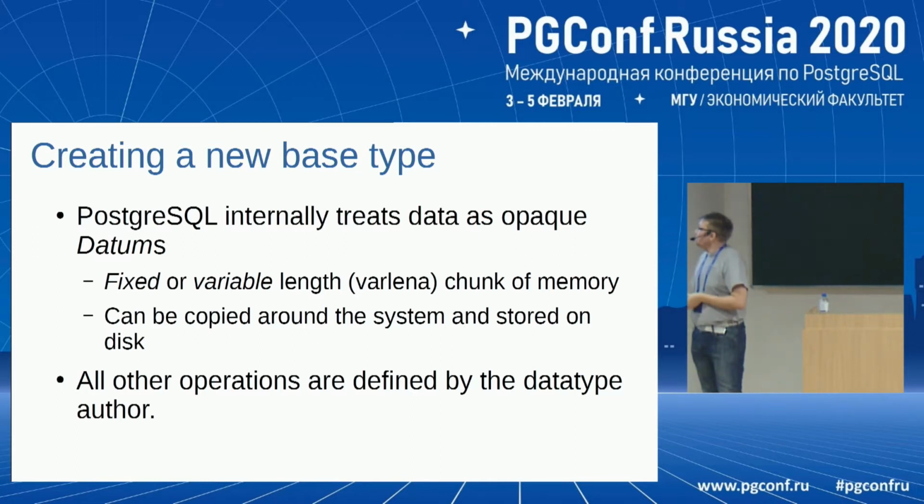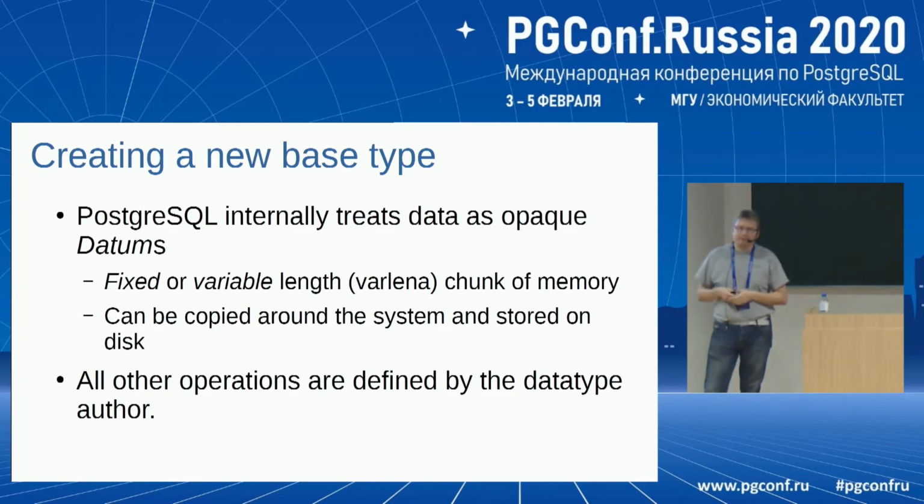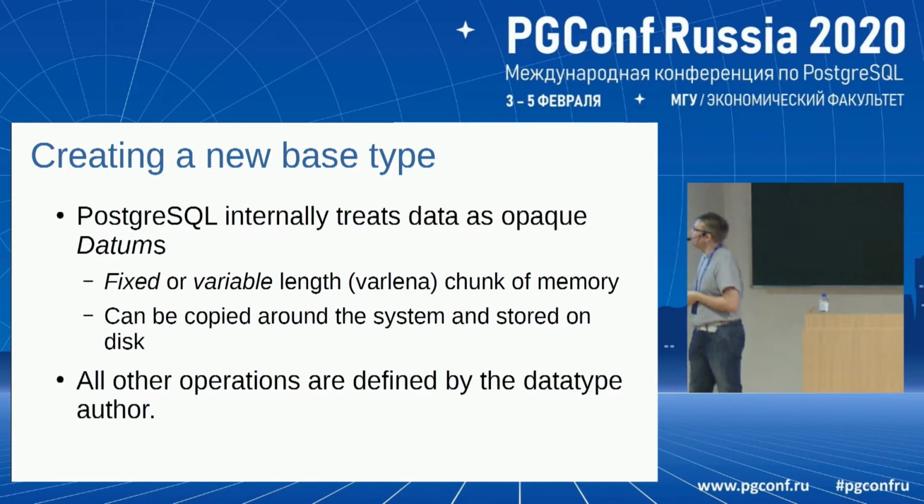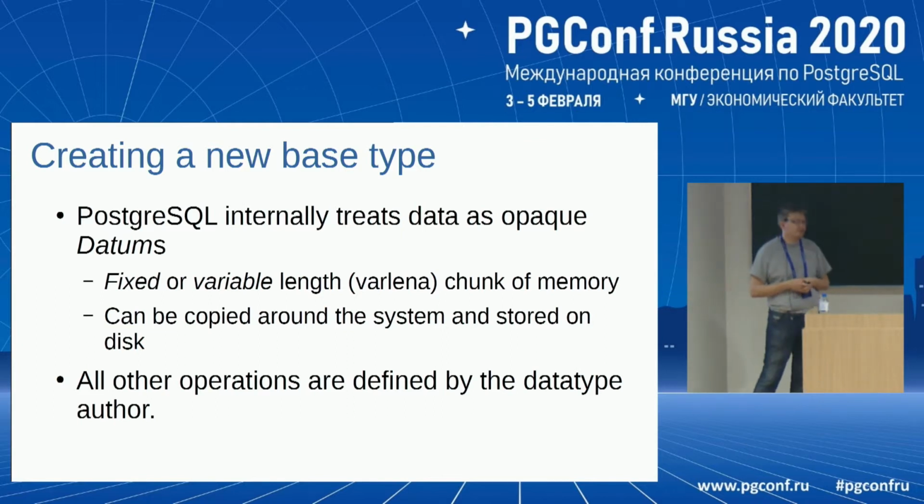But Postgres itself, as the core system, doesn't really know what's in the data type. All of the meaning comes from the functions and operators that you create on top of it. So all that Postgres can do with the data is just copy it around, store it to disk, pull it back from disk, and pass it to functions. Everything else is up to you as the data type author to define what these operations mean.